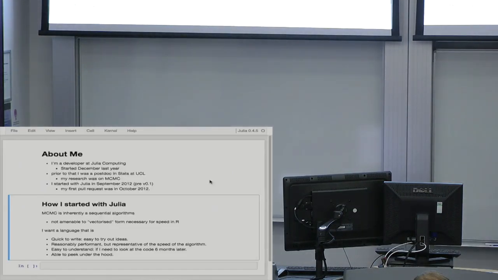I've been working for Julia Computing for about 8, 9, 10 months now. Prior to that, I was a postdoc at UCL working in MCMC. If you're familiar with MCMC, it's a computational approach, but it's inherently a sequential algorithm because you're building a Markov chain. Each observation depends on the previous one.